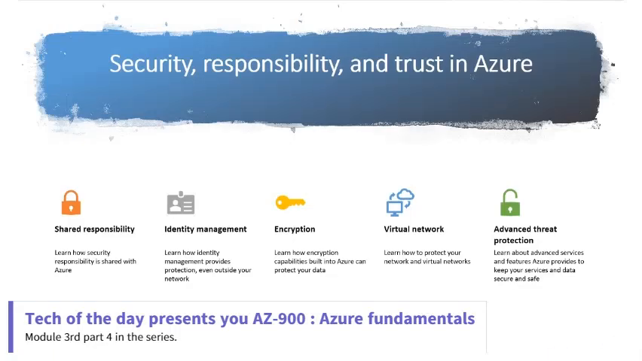Security, responsibility, and trust in Azure. Security responsibility is shared with Azure. That means it's a shared responsibility. Identity management provides protection even outside your network. You have encryption capabilities built into Azure that can protect your data and virtual network, and then advanced threat protection. All these things are available in Azure, which you can use.